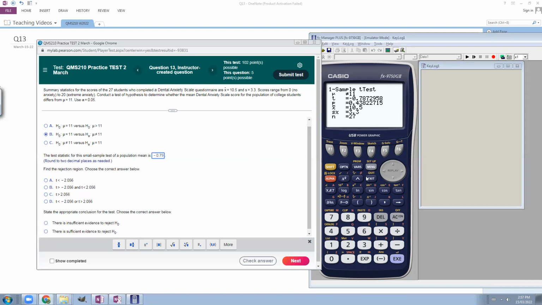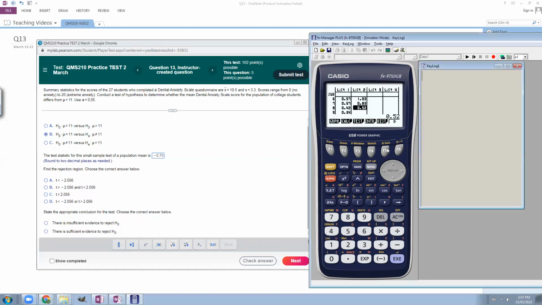Find the rejection region. Okay, so for the rejection region, we have to go distribution T inverse. The area is going to be alpha 0.05 divided by 2. It's divided by 2 because it's a two-tailed test. Equals versus not equals is two-tailed. And the degrees of freedom is always n minus 1. So 27 minus 1 is 26. We run that and we get 2.055. So 2.056 is after rounding.